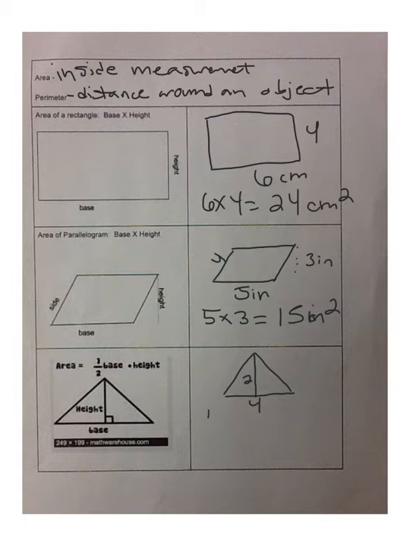So if I have 1/2 times 2 times 4, I can look at this as 2 times 4 equals 8 over 2, and 8 over 2 is equal to 4. And let's pretend these are centimeters, so my area would be 4 centimeters squared. Make sure you copy all of this information into your notes.